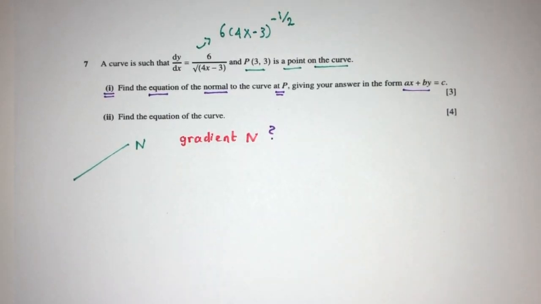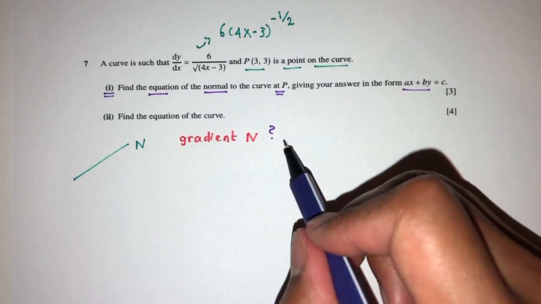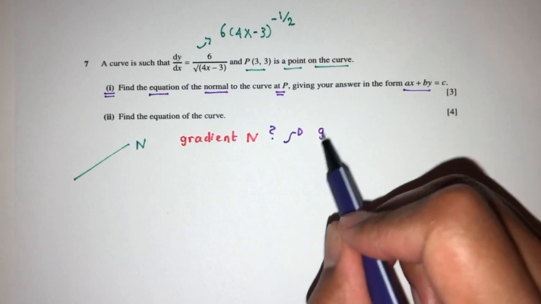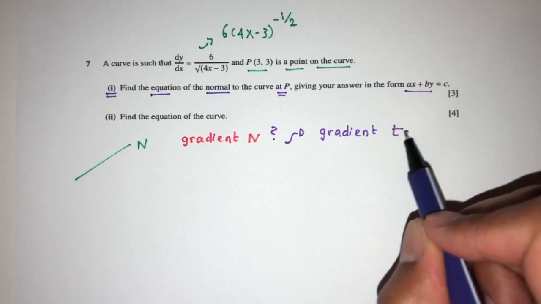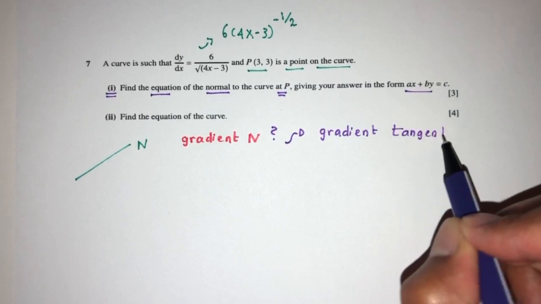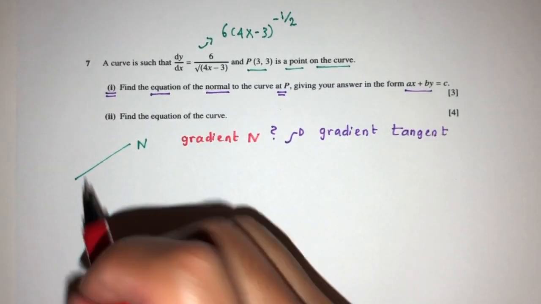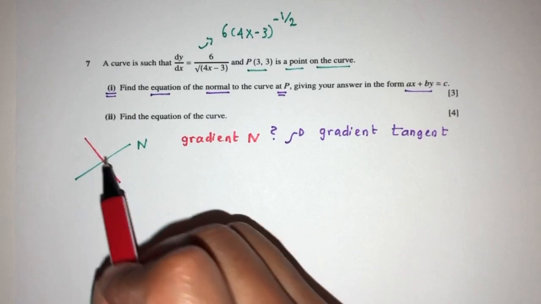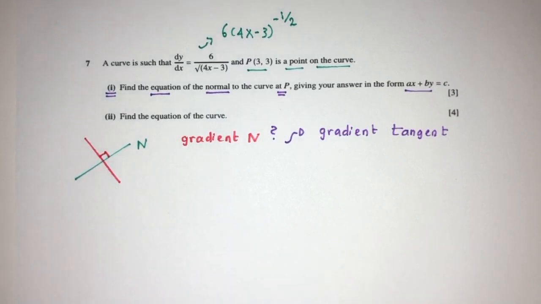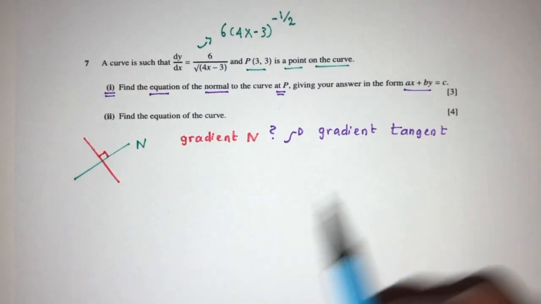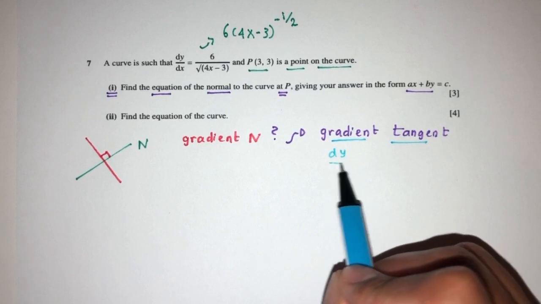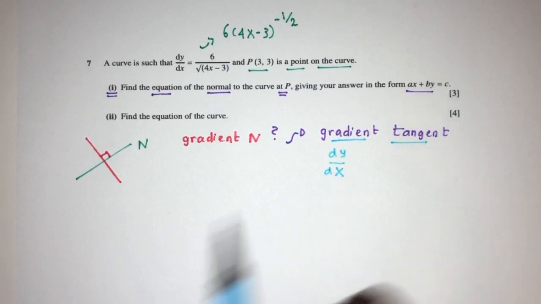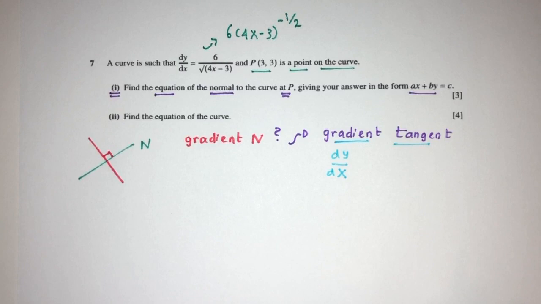So how can we find this? To find the gradient of n, we must first find the gradient of the tangent, because we understand that the normal and the tangent are at 90 degrees to each other, so they have a relationship between them. That's why we can use this one to find this one. Now what is the gradient of the tangent? It is simply dy/dx. So always remember this, the gradient of the tangent is dy/dx.